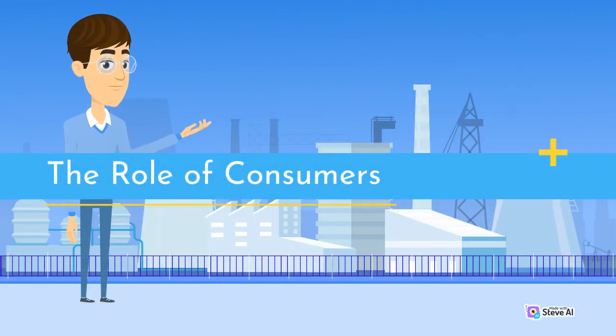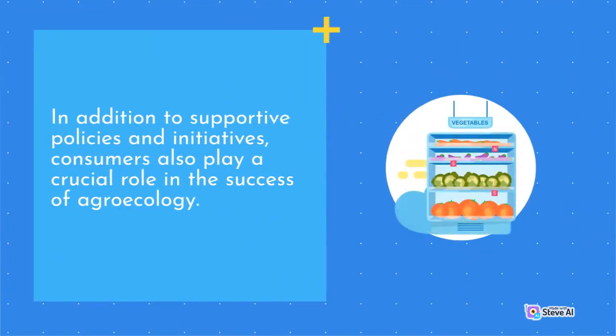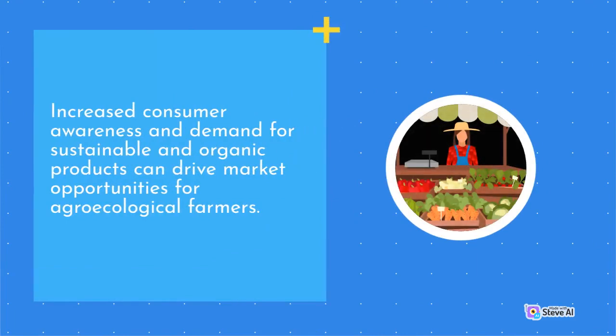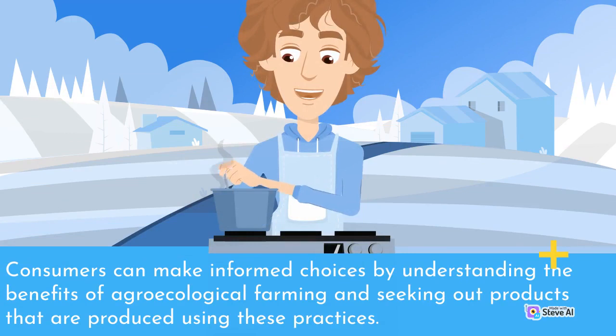The role of consumers. In addition to supportive policies and initiatives, consumers also play a crucial role in the success of agroecology. Increased consumer awareness and demand for sustainable and organic products can drive market opportunities for agroecological farmers. Consumers can make informed choices by understanding the benefits of agroecological farming and seeking out products that are produced using these practices.